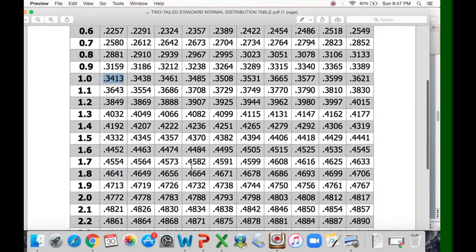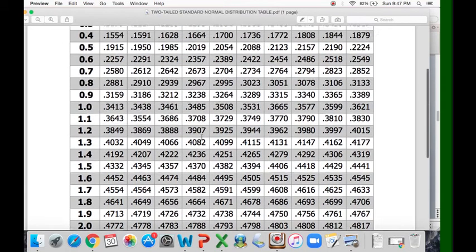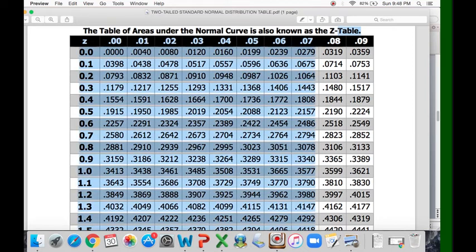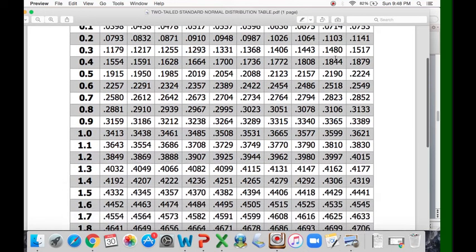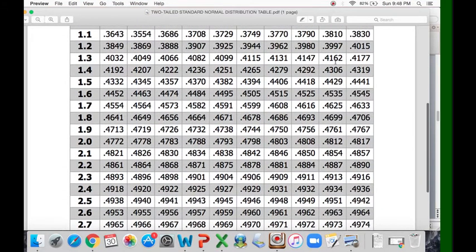2.5, meron tayong makikitang 2.5, pero wala tayong makikitang 2.58. This is 2.5. Kulang siya ng 8, so titingnan natin dito. Okay, ayan. 2.58 na siya because 2.5 plus 0.08 is 2.58. And then, balik tayo. Tignan natin ang intersection nila. 2.58, 2.58. Okay. Ito na.